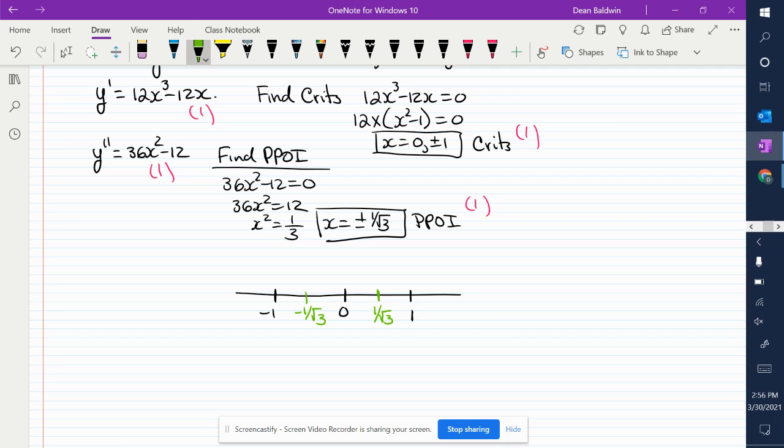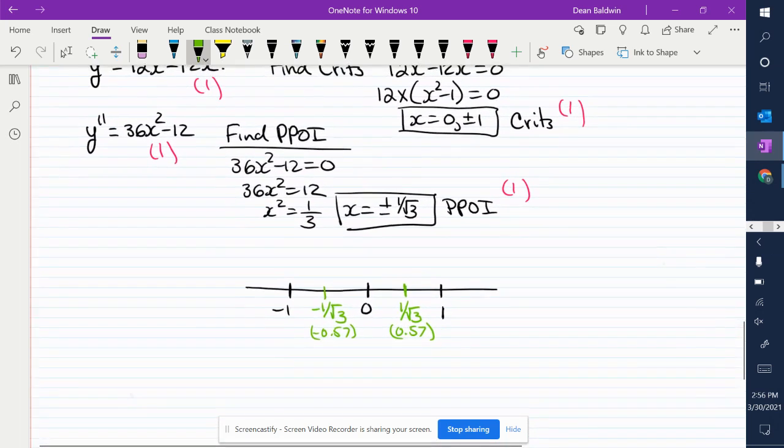Which is like 0.57. I'll put the decimal right below it, for those of you that like decimals. I'll show you what you do on a graph. You just label everything.